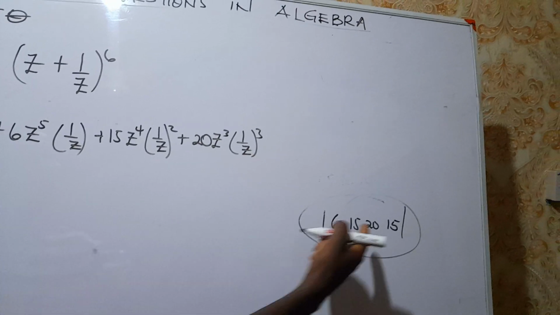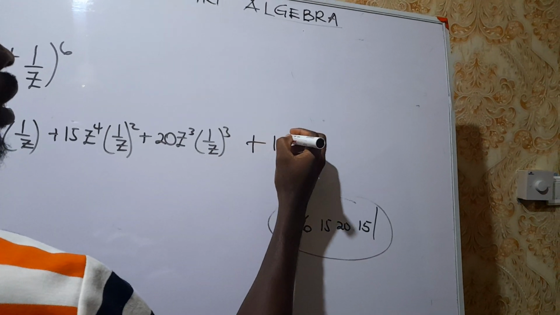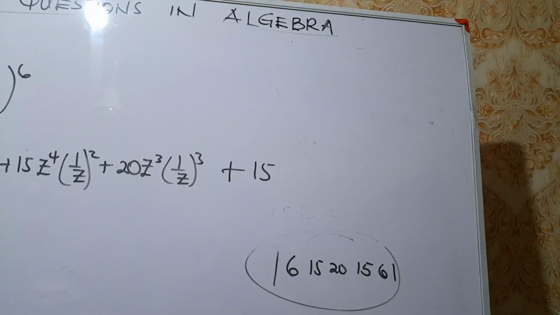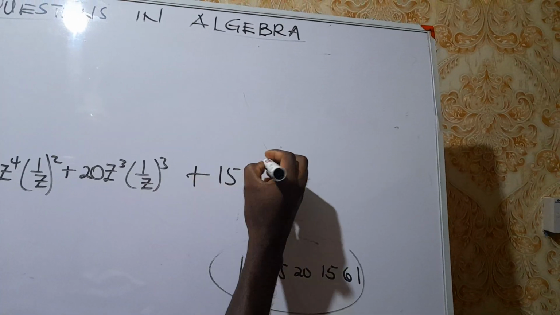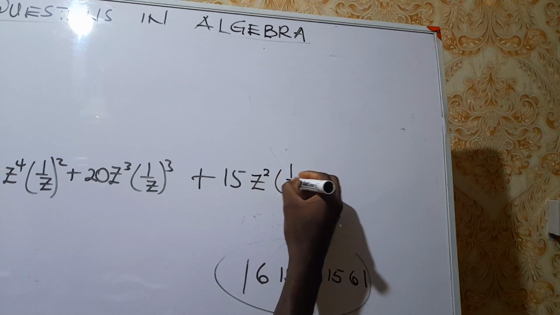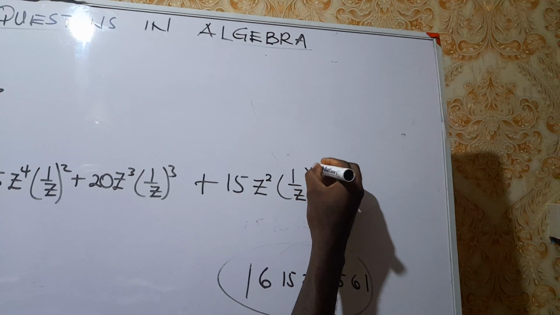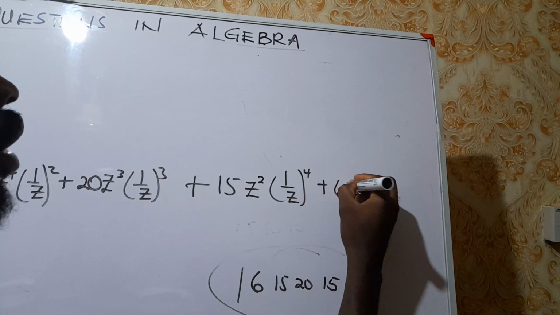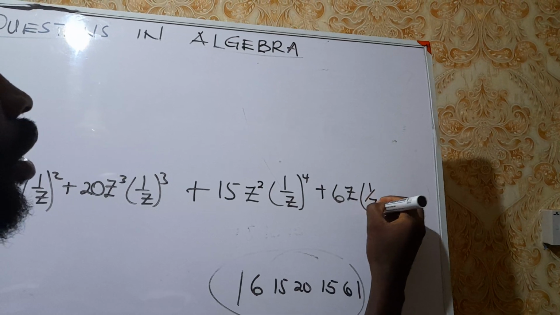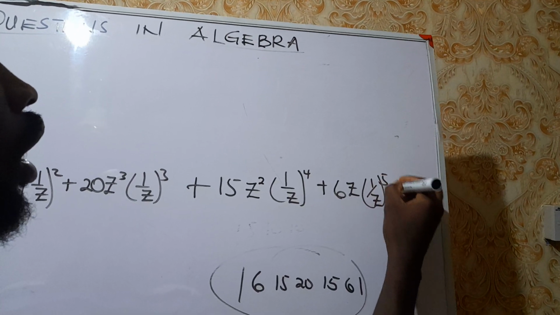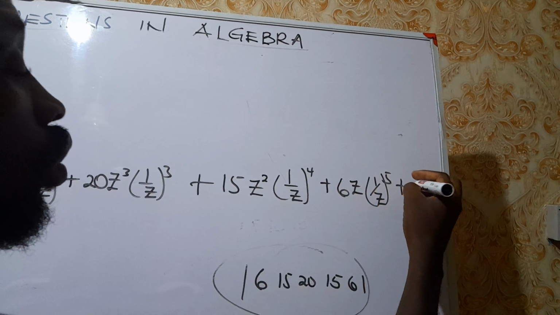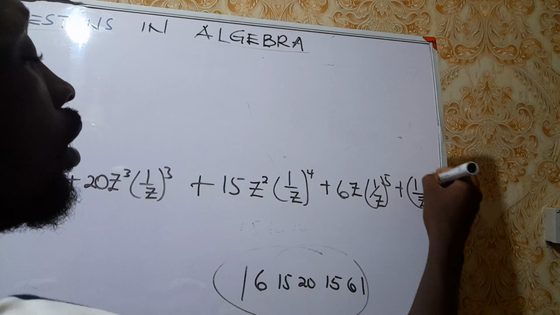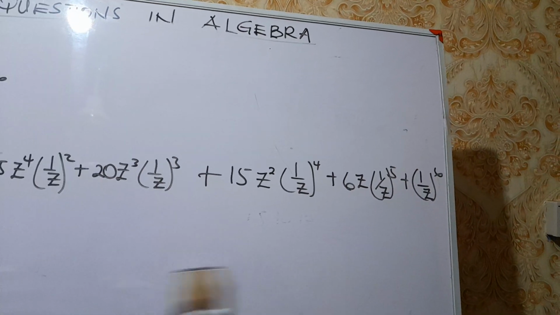As this decreases by 1, this increases by 1. So we'll go to the next, and the coefficient is 15. So plus 15 z square now, then 1 over z exponent 4. The next is 6, so plus 6 z, then 1 over z exponent 5. And the last one, z to the 0, so we just have 1 over z exponent 6. I hope you get that.